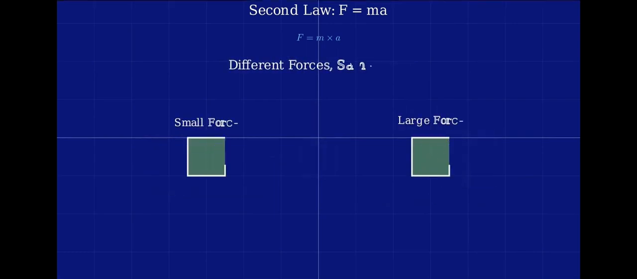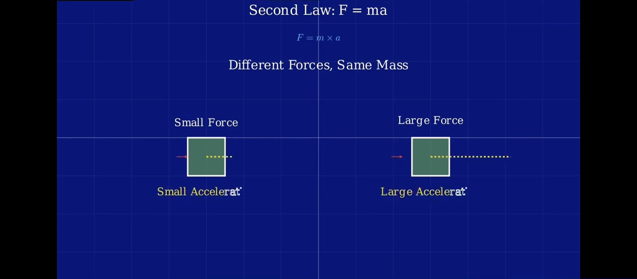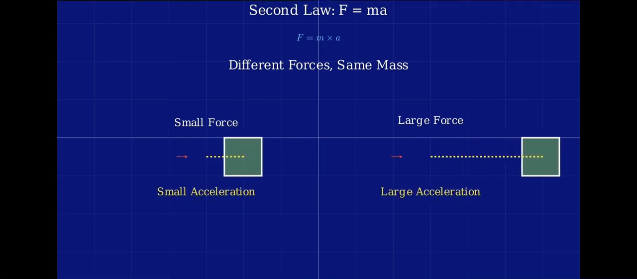Now, let's see what happens when we apply different forces to objects of the same mass. The object with the larger force applied to it will accelerate more than the object with the smaller force, even though they have the same mass. To summarize Newton's second law, the acceleration of an object is directly proportional to the force applied and inversely proportional to its mass.